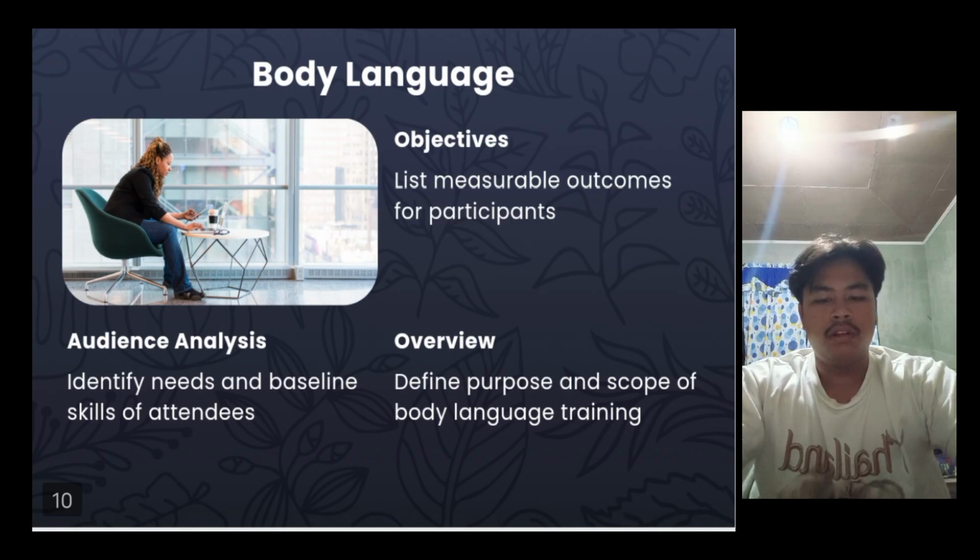Overview. This outlines the training purpose: to improve communication effectiveness, build trust, and support client meetings. It sets expectations for what will and won't be addressed in the program.